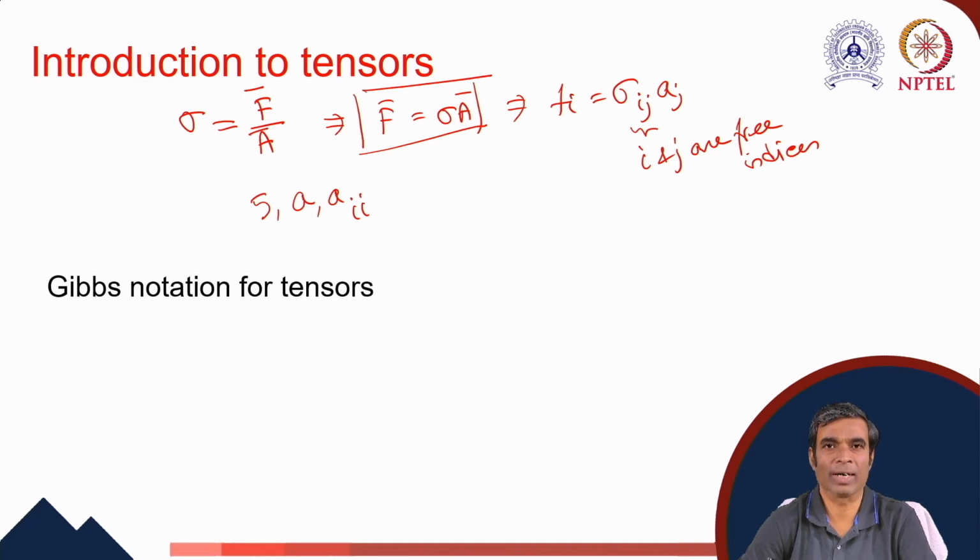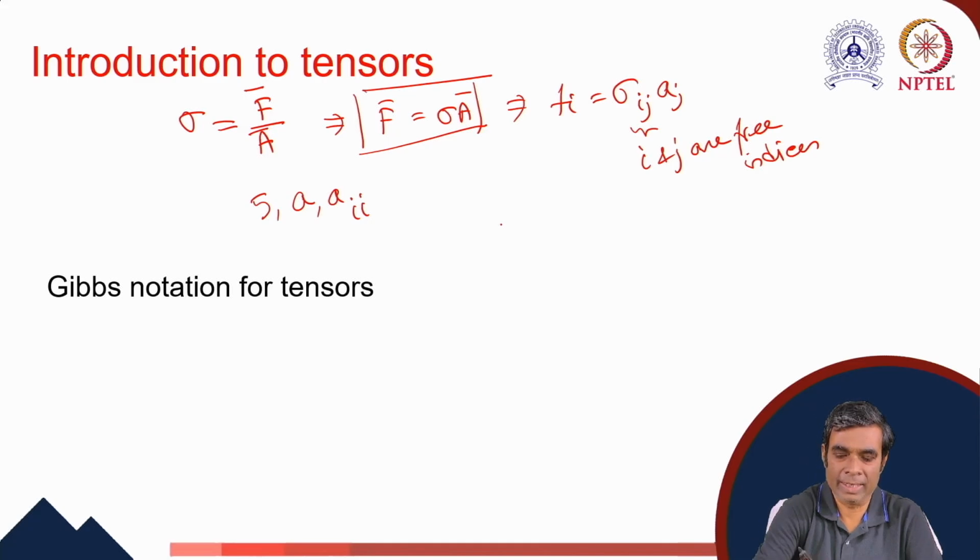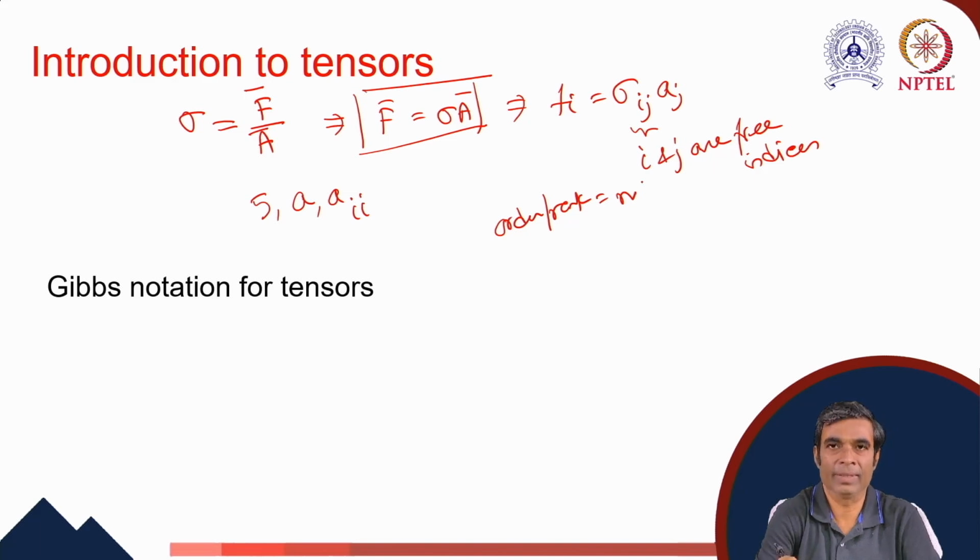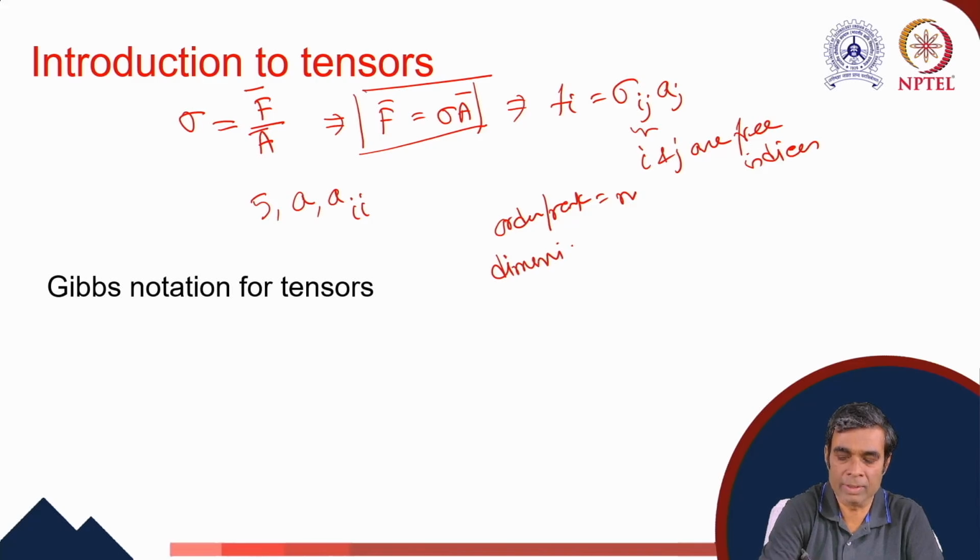A vector is a first order tensor, and a scalar is a zeroth order tensor. In real life, we get a maximum tensor of fourth order, that is the elastic constant, which is a fourth order tensor. Mathematically, we can have an nth order tensor, where n is a finite number. If the order of a tensor is n, we say that order is also known as rank. The order or rank of the tensor is n. Then, for the dimensionality of the problem, dimensionality is also known as range, and it is denoted by r.